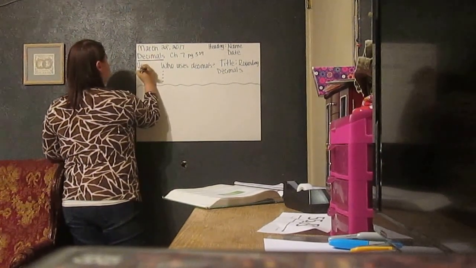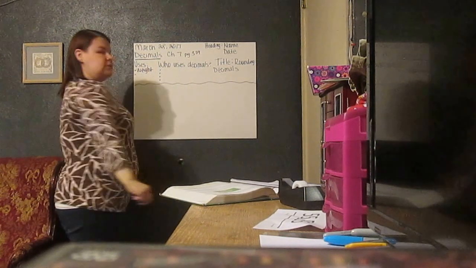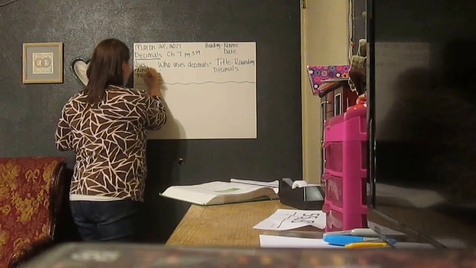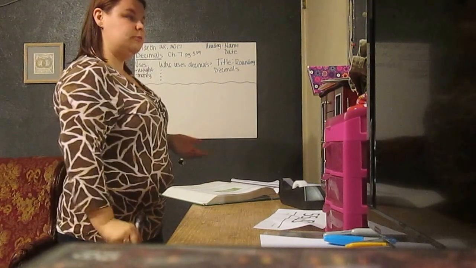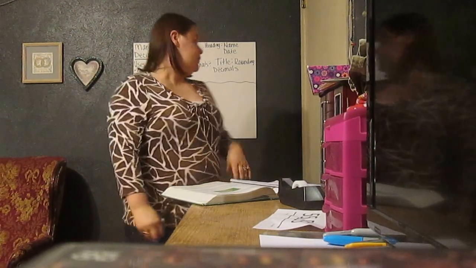Weight is one way. And what else? Money. Money and weight are two of the ways that people use decimals, and they're two of the ways that I'm going to talk about decimals today.